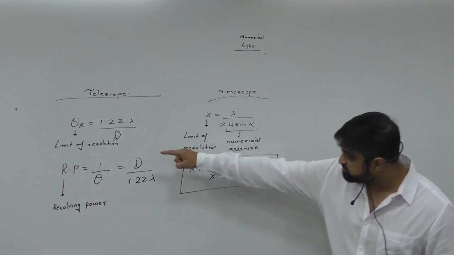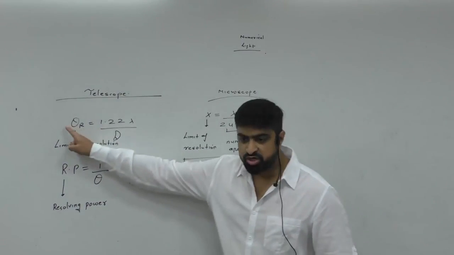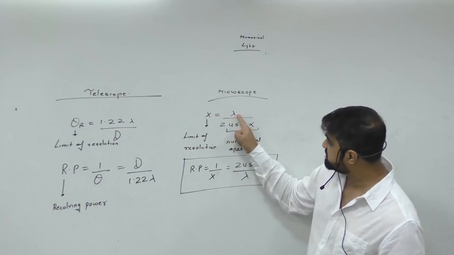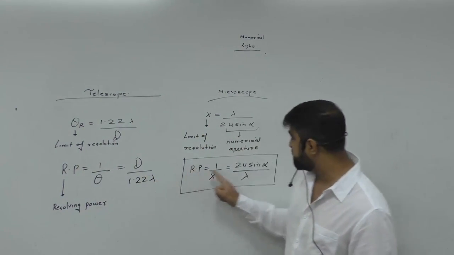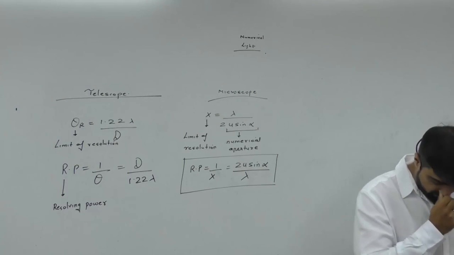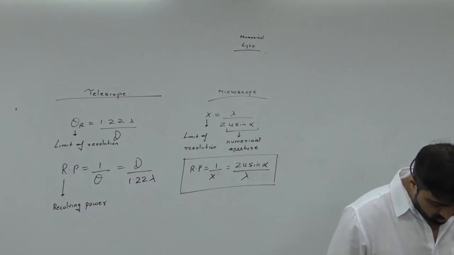Any instrument's RP is inverse to lambda and limit of resolution is proportional to lambda. See here, theta is proportional to lambda, x is proportional to lambda, RP is inverse to lambda. This we have to keep in mind. Okay.